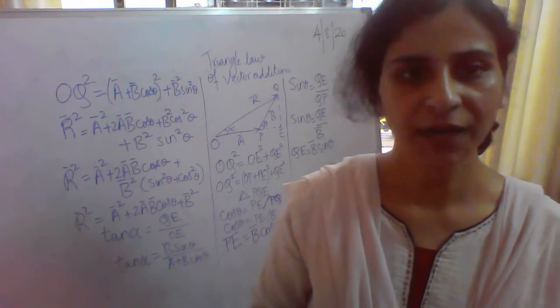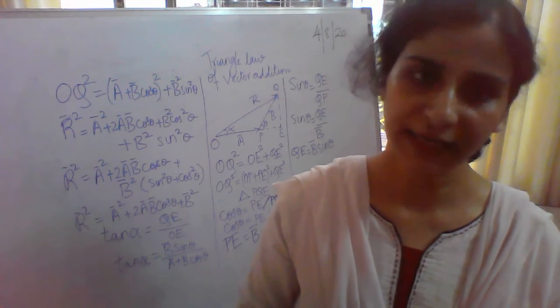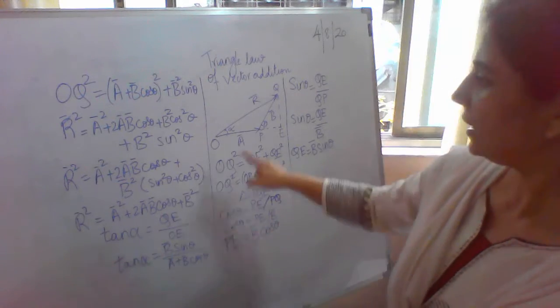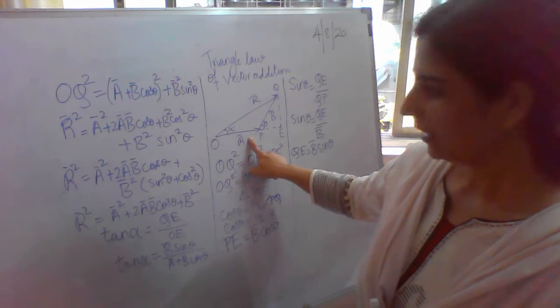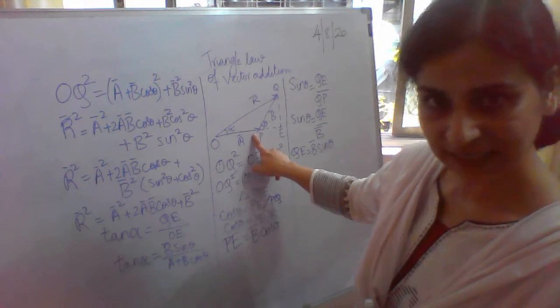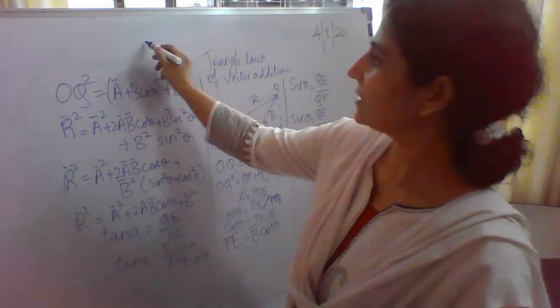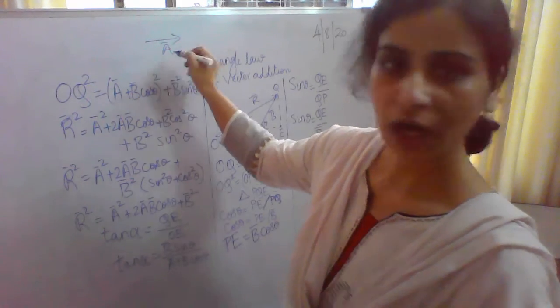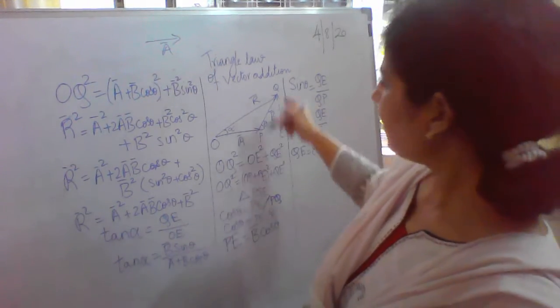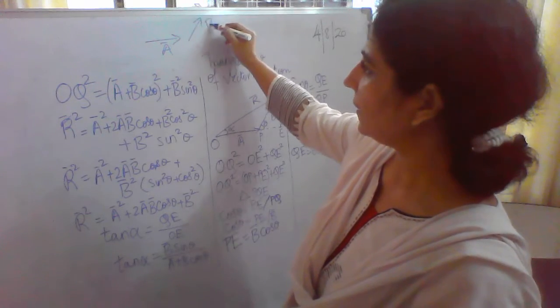Now we will start with the triangle law of vector addition. Here there is one vector A which is along the x-axis. Let us draw it like this: vector A along the x-axis. One vector is vector B.